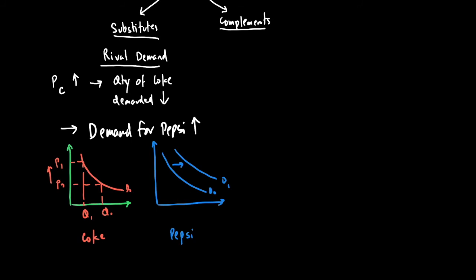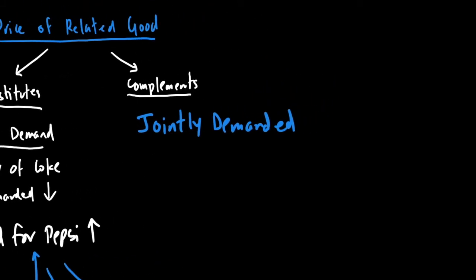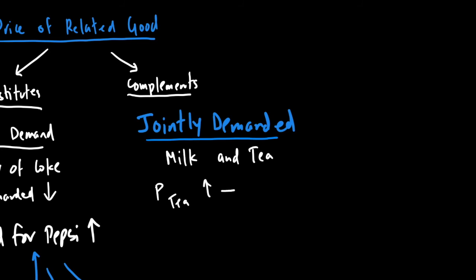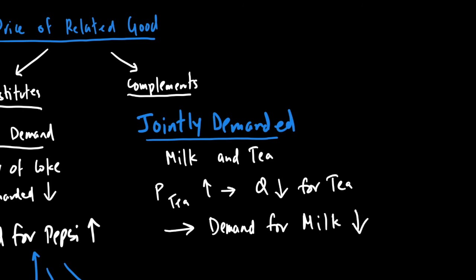So let's talk about now the complements. What are complements? Complements are what we call jointly demanded. Let me write this. Jointly demanded. So complements are jointly demanded, which means that they are consumed together. A good example would be, for me, milk and tea are complements. I like my tea to have milk, and that means that whenever, for example, the price of tea goes up, I may decide to buy less of tea. So quantity demanded for tea goes down. So Q goes down for tea, right? But at the same time, because I am buying less tea, the demand for milk for me will fall. Why? Because I'm not going to buy milk now because I'm drinking less tea.